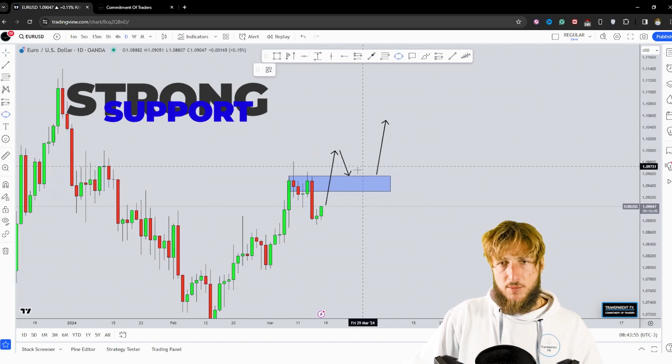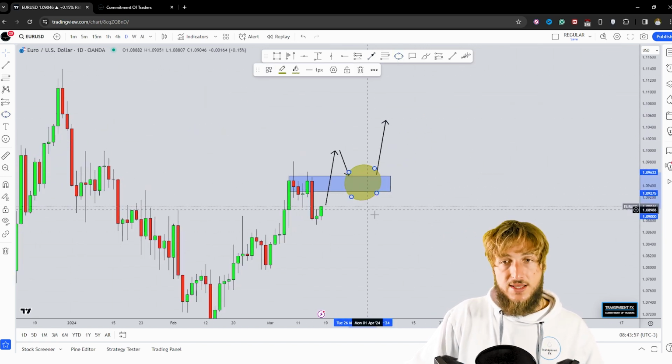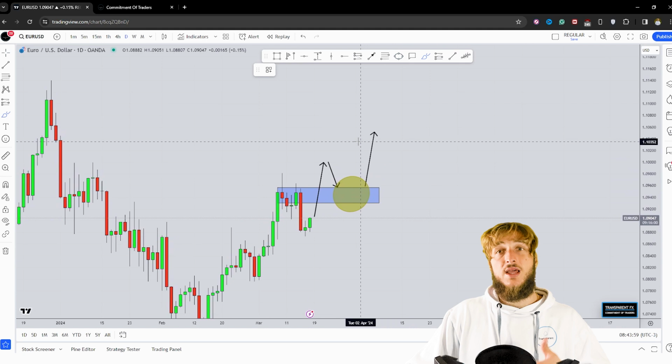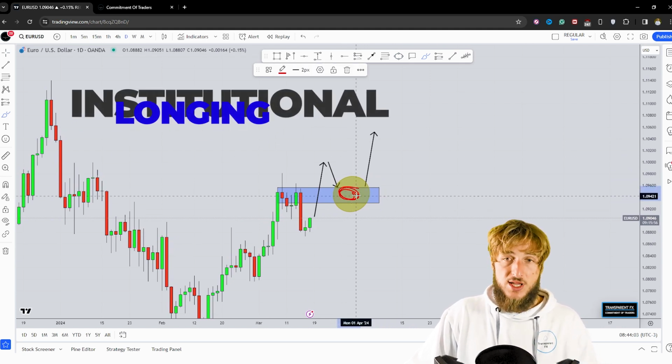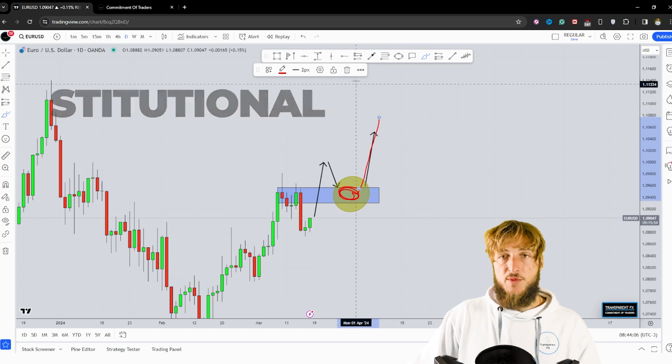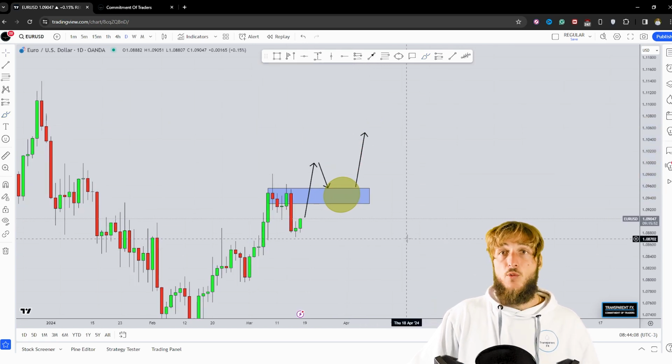So if we will see a break above the resistance after a break on the retest of the previous resistance turn support, this is where we have good probabilities of getting more institutional longing, which at that point would further increase the probabilities of a potential push higher away from this level.